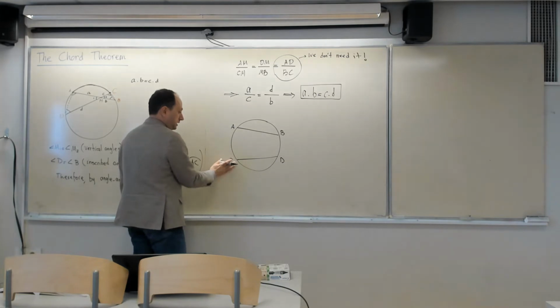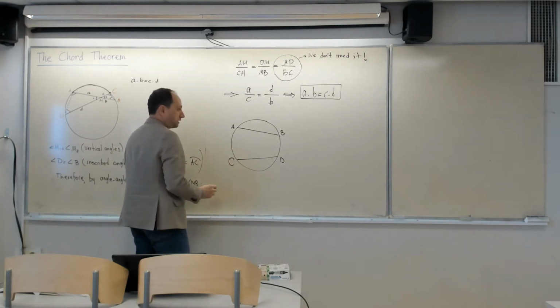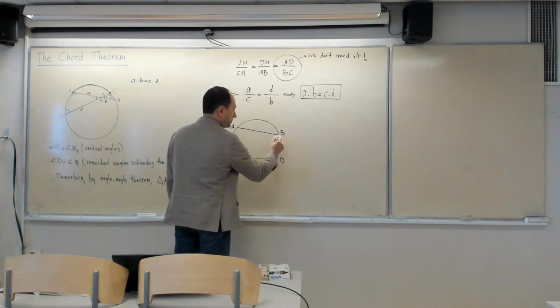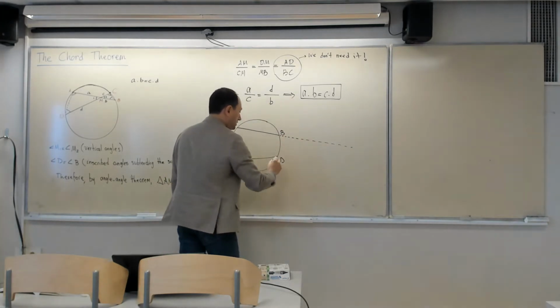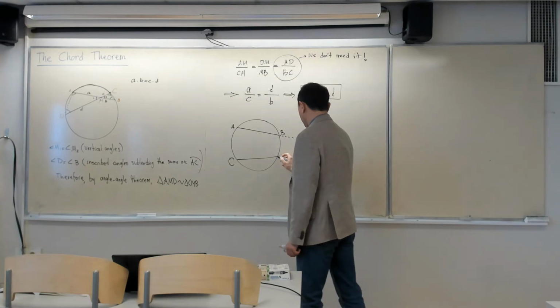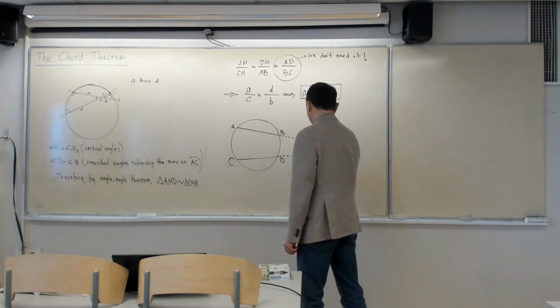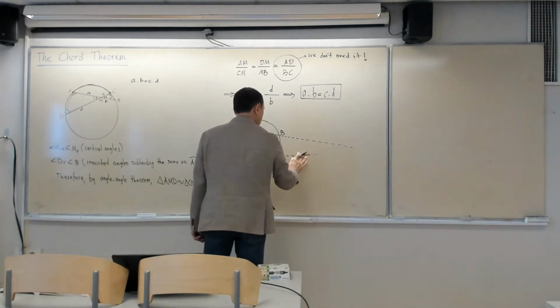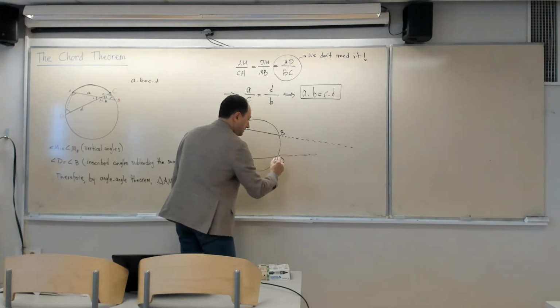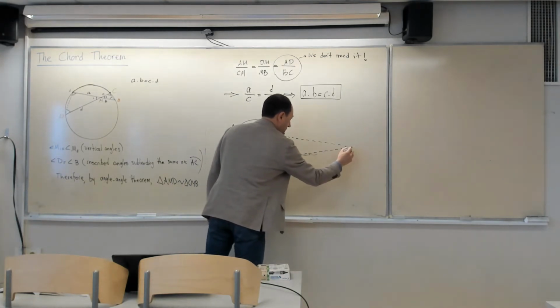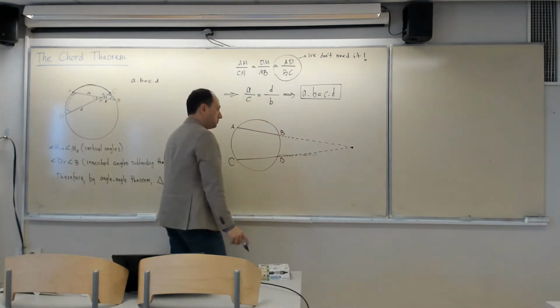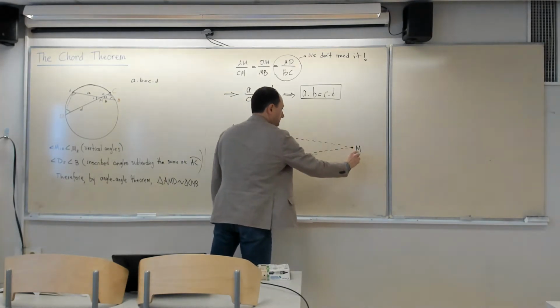Okay, let me make it capital. And then what I'm saying is that let us continue this and continue this so that the extensions will actually intersect somehow. So it's hard to draw it in that way. Let me do something like this. And let me call this point now point M.